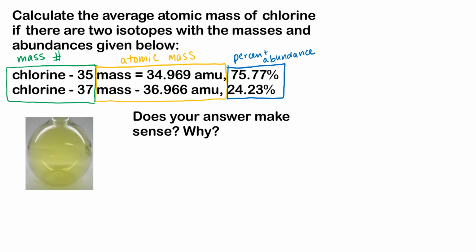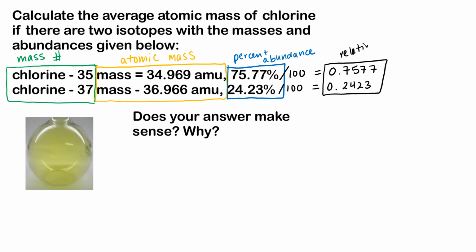Our first step is going to be converting the percent abundance into relative abundance. And remember, we do that by dividing these percentages by 100. So the relative abundance for chlorine-35 would be 0.7577, and the relative abundance for chlorine-37 would be 0.2423. Now that we have our relative abundances, I'm going to go ahead and label these as well, so we keep all of the information nice and organized.